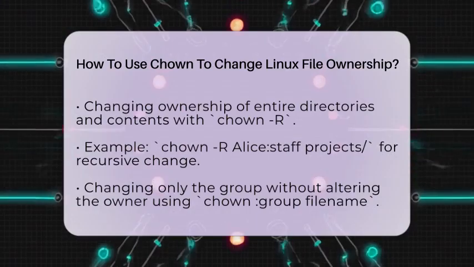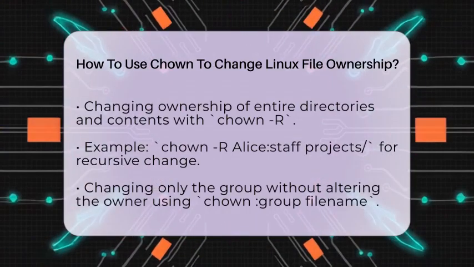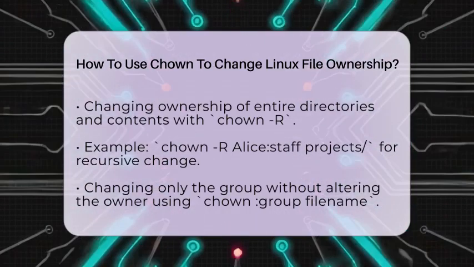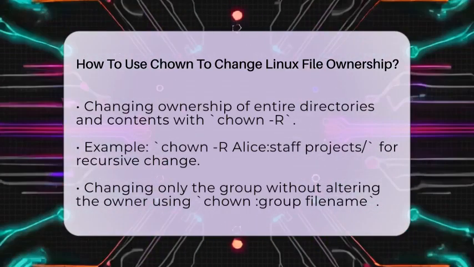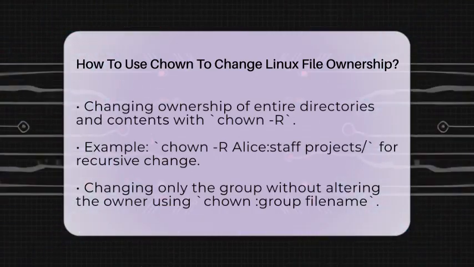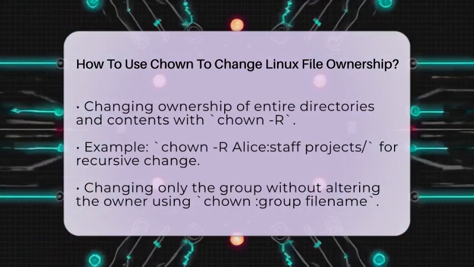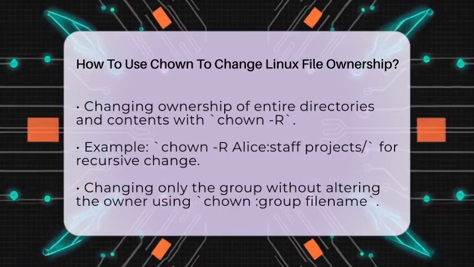You can also change just the group without changing the owner. To do that, type a colon followed by the group name, like chown :developers report.txt. This only updates the group ownership.